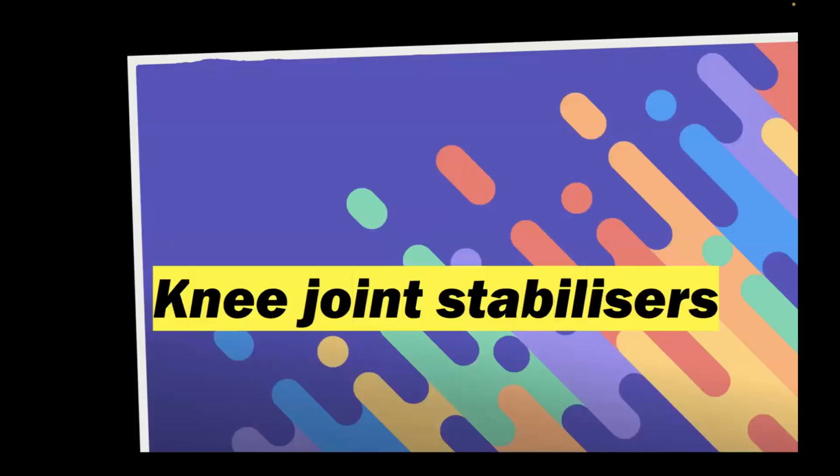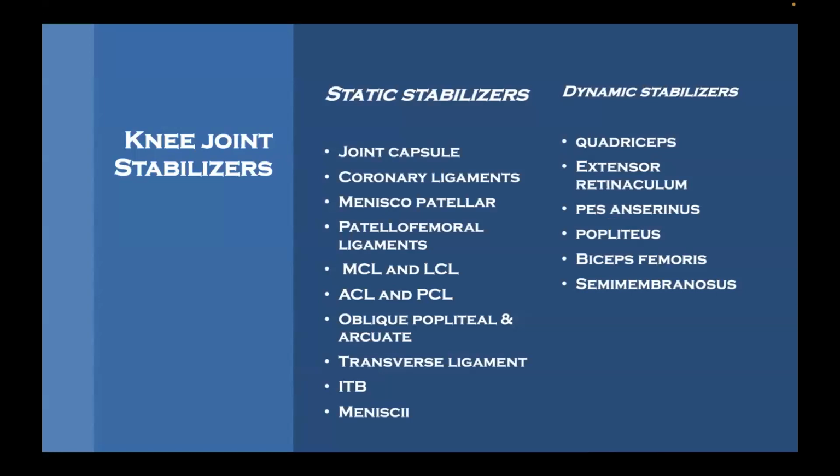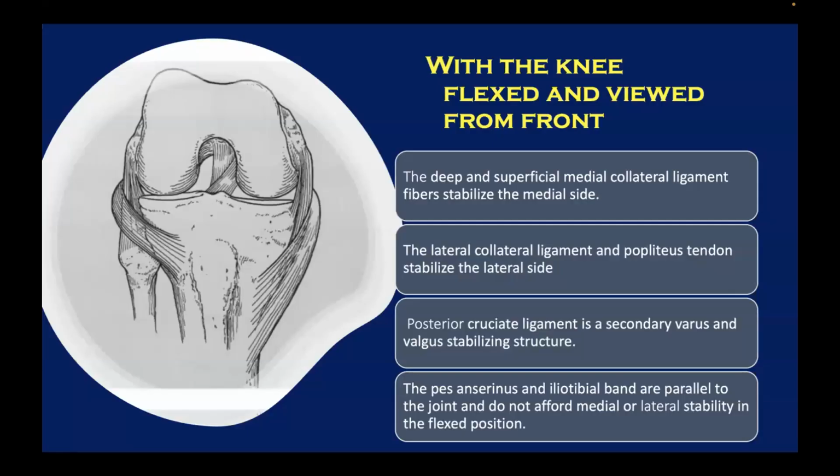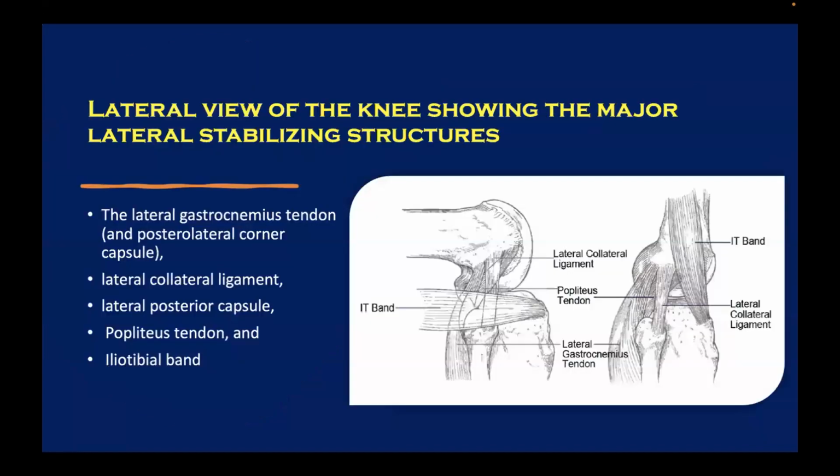So let's discuss the knee joint stabilizers. The knee joint has static stabilizers and dynamic stabilizers. Static stabilizers are basically its capsule and ligaments, and dynamic stabilizers are the muscles around the knee joint. With knee flexion, the deep and superficial MCL stabilize the medial side. The LCL and popliteus tendon stabilize the lateral side. The PCL is a secondary varus and valgus stabilizing structure. And pes anserinus and IT band are parallel to the joint in flexion, so they do not give any stability in the flexed position.